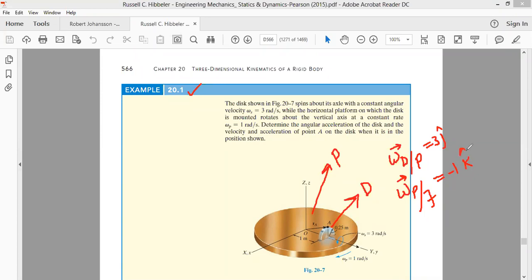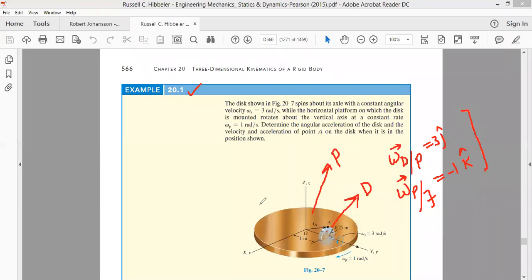Now I want to make you understand the assumptions that the author has taken while giving you the numerical data about the problems. For example, the author says that this disk is spinning with a constant angular velocity of 3 radians per second. Look, this disk is on the platform, so this is the angular velocity of the disk with respect to the platform. Then it says that the platform is rotating with an angular velocity of 1 radian per second, that is, the angular velocity of the platform with respect to the ground. This is the sense that you have to follow in all the questions of this book. So this is what we are given.